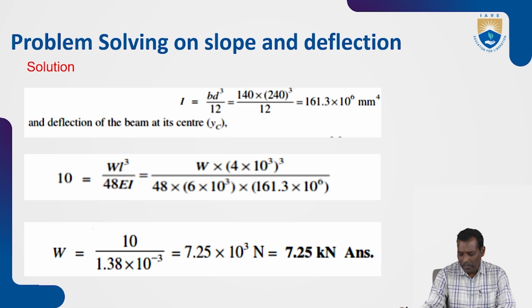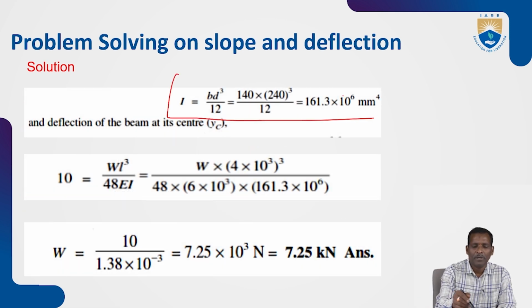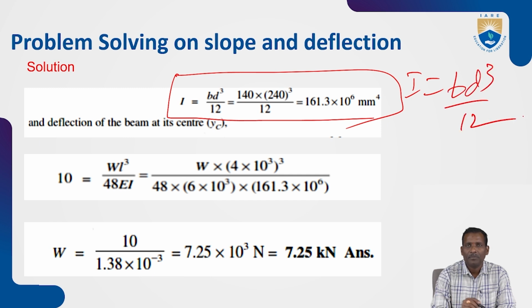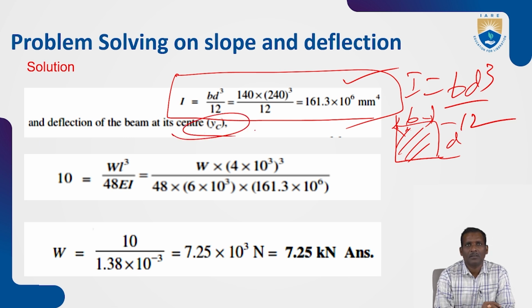So now calculate the moment of inertia. Moment of inertia is not given. The moment of inertia for a rectangular section is BD cube by 12. Depth is already given and the width also, so 140 into 240 cube by 12, you will get I. And the deflection of the beam at its center, that is YC.